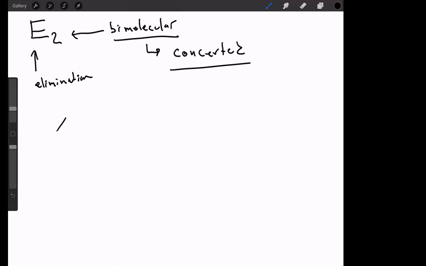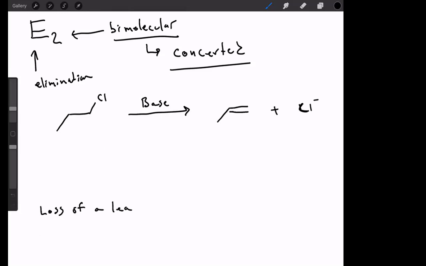But remember, there's a difference in what the results and what the reagents are. In this case, what we do is we form an alkene with a base. And so the mechanistic moves are different. One mechanistic move is the same. There's definitely still a loss of a leaving group.